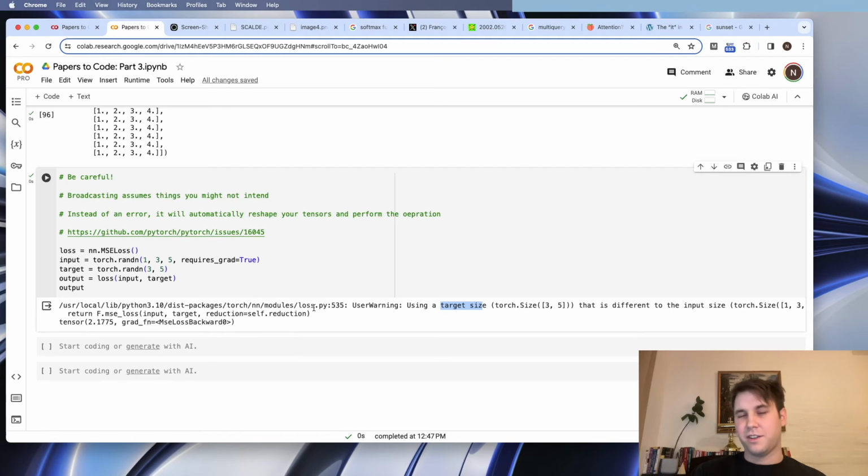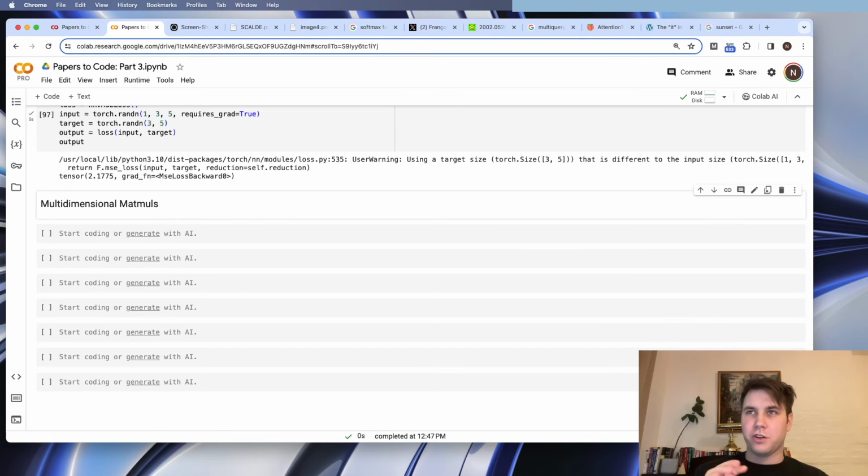So this is where they've been kind enough to add a warning and say, I'm doing the operation, and I hope this is what you wanted. So this is just an example where broadcasting hurts. This is why it's important to understand the rules of broadcasting and what operations broadcast and what don't.